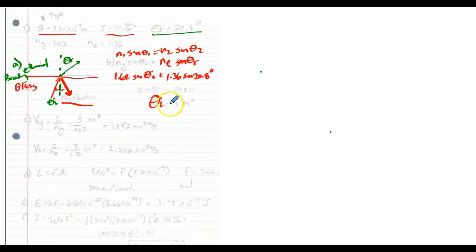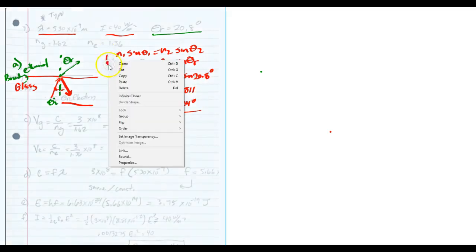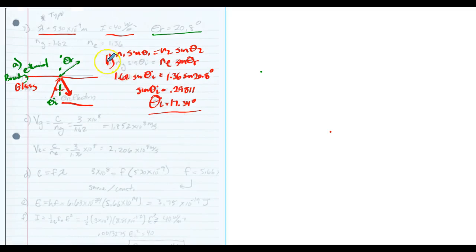When I did it, you might be able to see it a little better since I'm tracing it. It's 17.34. So I got sine of theta I equals 0.2911. You don't have to go out that many. If you got a slightly different number because of rounding, that's not a big deal. So that's part B, trying to figure out the angle of incidence that would cause it to refract at 20.8.